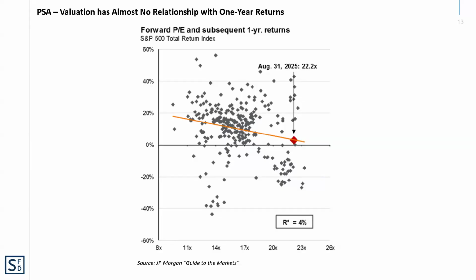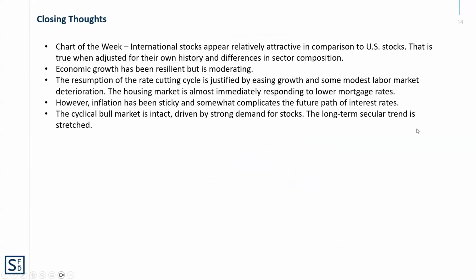We can see here in this chart that your price to earnings ratio has almost no relationship with your future 1-year returns. Now, it does have a pretty strong relationship with 10-year returns, but 1-year returns have a very weak relationship, and that's what an R squared of 4% tells us: almost zero relationship between your starting price to earnings ratio and your returns over the next 1 year.